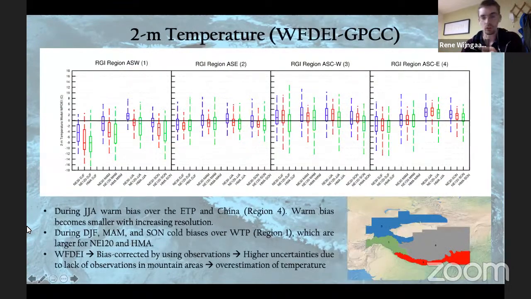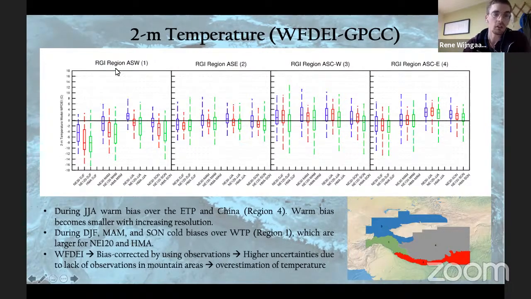Then some first results. I mainly compared my results with either observation or reanalysis-based data sets or satellite-derived data sets. For the 2 meter temperature, I compared it with the WATCH forcing data ERA-Interim data set, which is considered to be one of the better data sets over high mountain Asia in terms of temperature and precipitation.